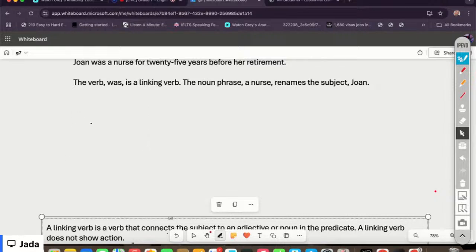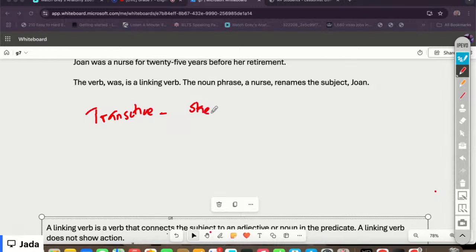Okay, so let's look at some examples for the transitive and intransitive. Okay, so for transitive, we have an example. It could be, she kicked the ball. Okay, so now kicked here is transitive, and the ball is the direct object.